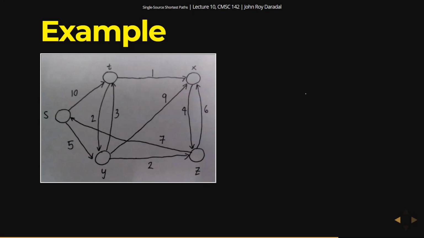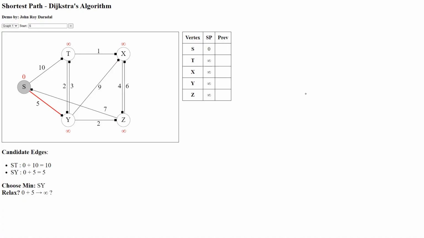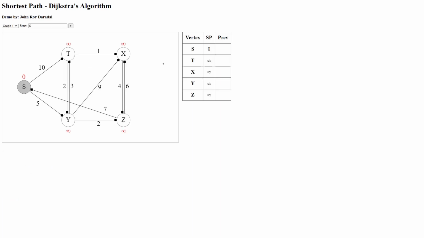So let's see one more example, and I can, I guess, show the demo now. So let's reset this one. So this is the graph, and then initially we set the SP to 0 for the source and then infinity for the rest. Okay, and the previous would be set to null. So the source vertex is the one that's explored first, and then the candidate edges would be ST and SY. The minimum would be SY because 0 plus 5 is lower than 0 plus 10. So will we relax 0 plus 5? So 0 plus 5, which is 5, is better than infinity, which is the current shortest path length of Y. So we will relax this one and update Y to 5.